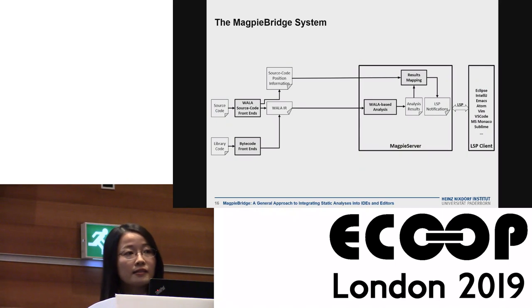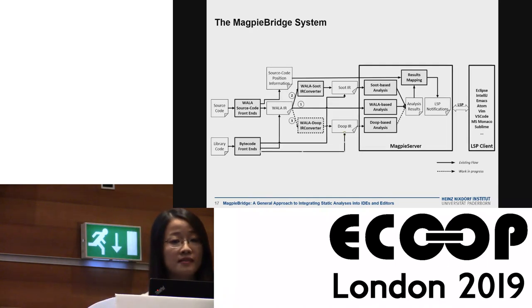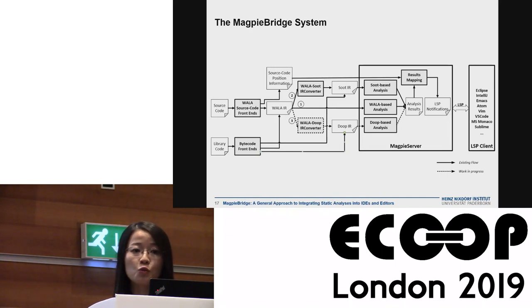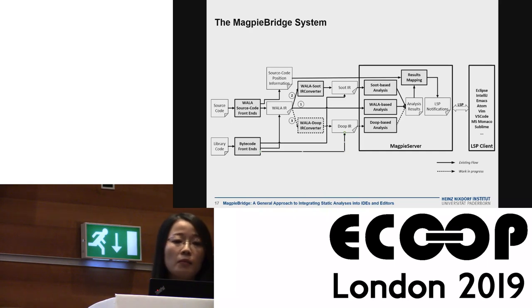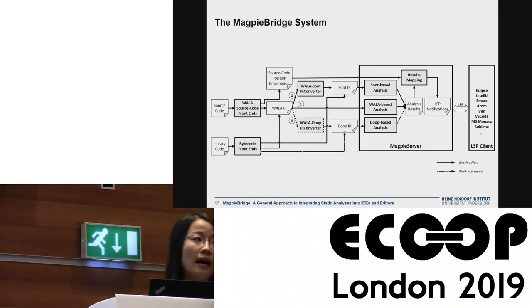As I said, since Wala's IR preserves the source code information very well, Wala-based analyses can produce analysis results which we can really easily transform into LSP notifications. For Soot-based analyses, we separate the class loading into two parts: source code and library code. For the source code part, we use Wala's Java source code front end to parse the source code. Then we wrote an IR converter, which converts Wala IR into Jimple, which is Soot's IR. The library code is parsed by the original Soot bytecode front end. In this way, we get a merged IR, and we perform the analysis on this merged IR. For Doop, it should work similarly.